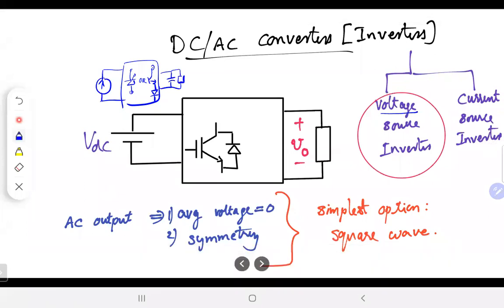Now the simplest, the minimum requirement, we said that the average voltage of the AC should be 0, and we would like to have a symmetry for the output voltage waveform. And the simplest solution for that, we found, is a square wave.